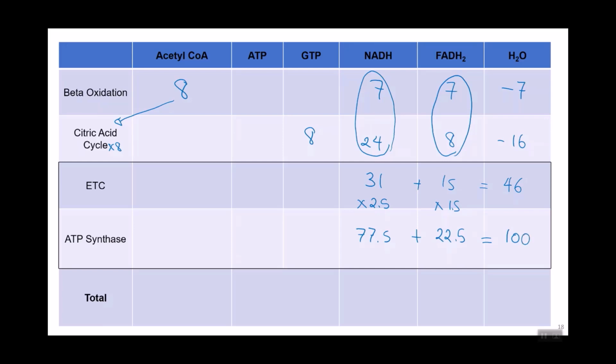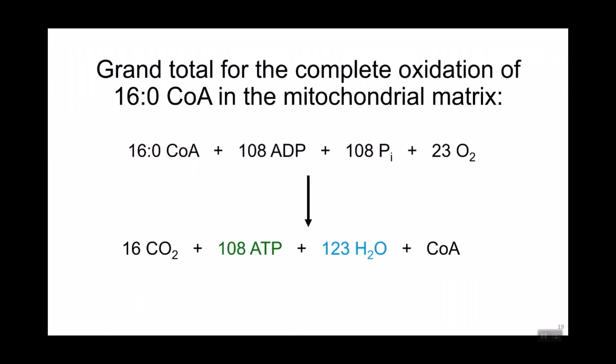Our grand total will then be 108 ATPs made, including the GTPs made by the citric acid cycle, and 123 water molecules being made, and all of these steps are going to be found in the mitochondrial matrix. If we completely oxidize a fatty acid chain that has 16 carbons in the mitochondrial matrix, we're going to require 108 ADPs and inorganic phosphates to make 108 ATPs. And we're also going to need 23 oxygen molecules, and remember this is half the number of NADHs and FADH2s that pass their electrons through to complex 4 in the electron transport chain.